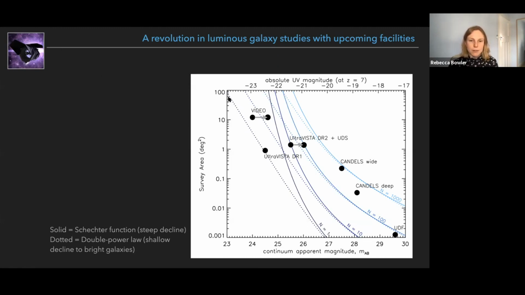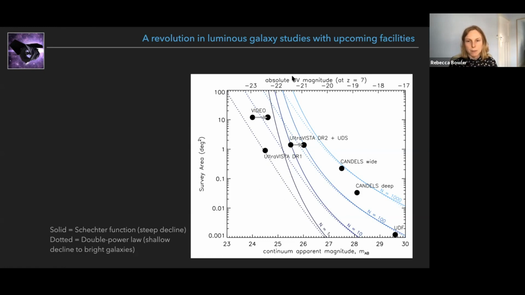So this is a plot that just shows you, it's like a summary of all the current data and what we can do with that data. And on the y-axis is the survey area, which gives you the volume essentially. And on the x-axis is the magnitude limit of the survey.